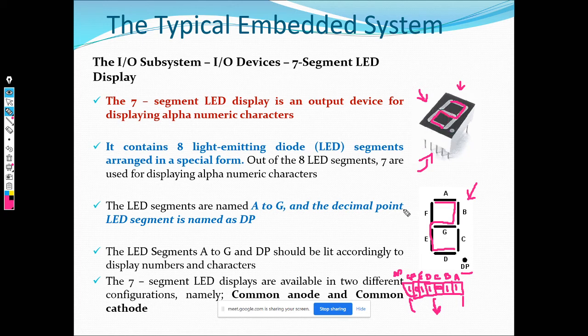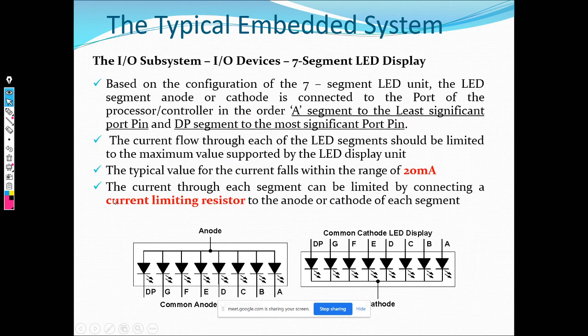And there are two ways to connect these pins. So far, is it clear? How the 7 segment works? Yes, sir. Thank you. So there are two ways you can connect this.